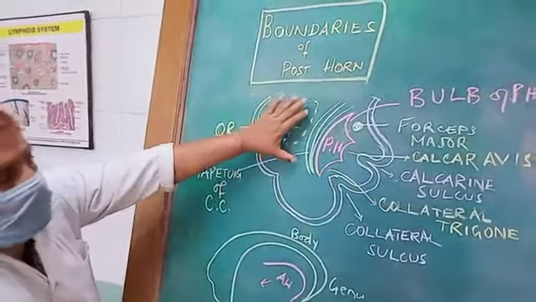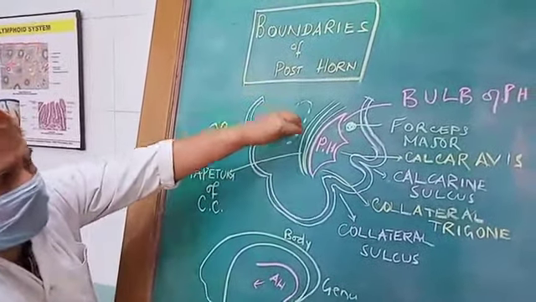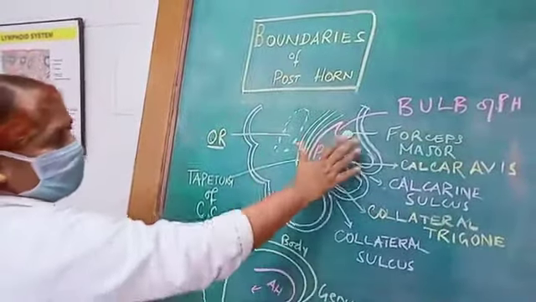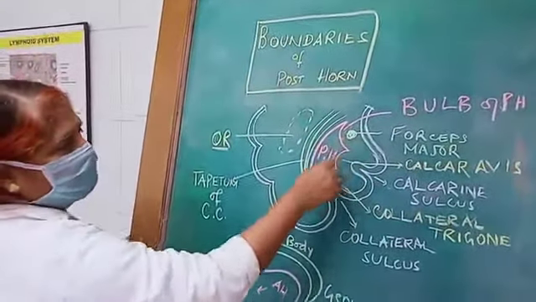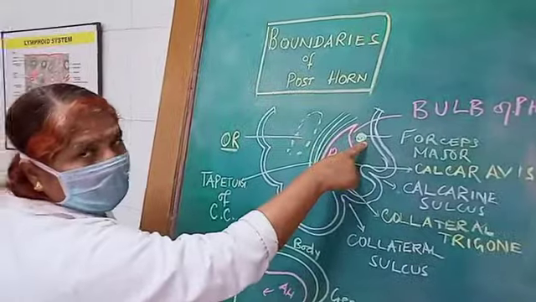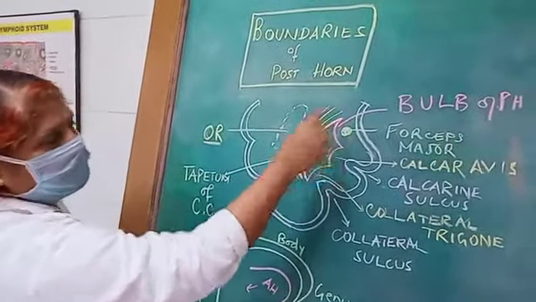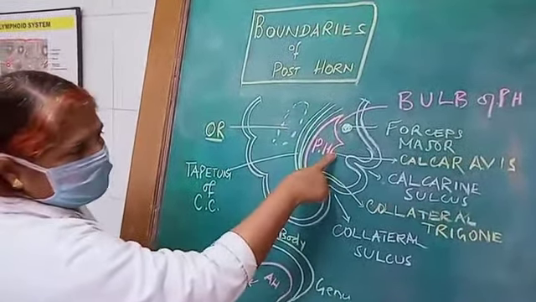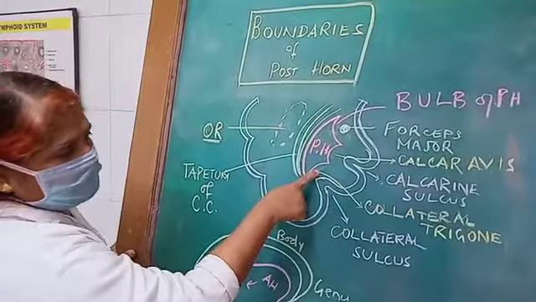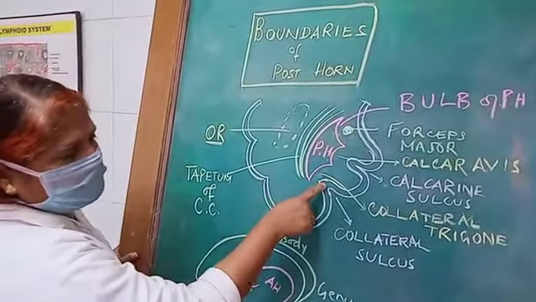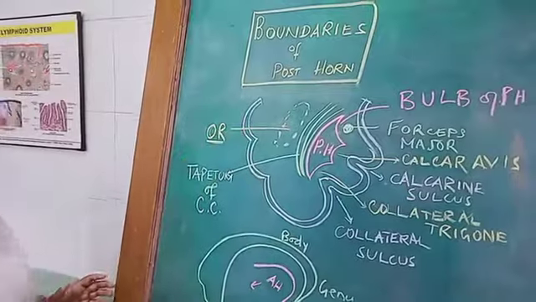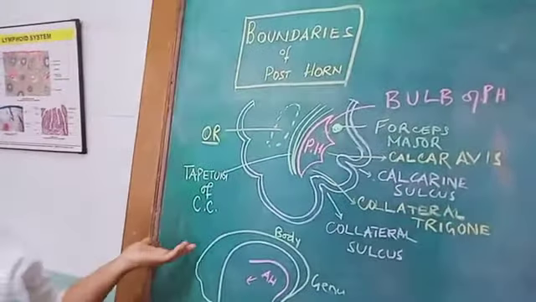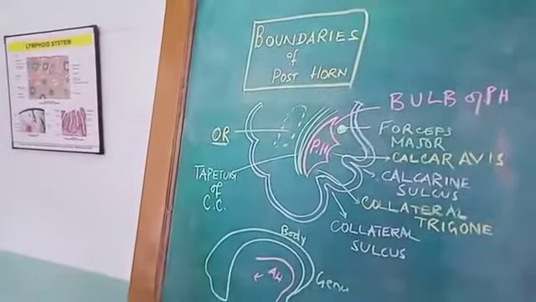So on the roof or the lateral wall is optic radiation and the tapetum fibers. On the floor or the medial wall, 1, 2, 3. That is bulb of the posterior horn created by forceps major, calcar avis created by the calcarine sulcus, and the collateral trigone created by the collateral sulcus. So this is the roof or lateral wall, floor or the medial wall of the posterior horn.